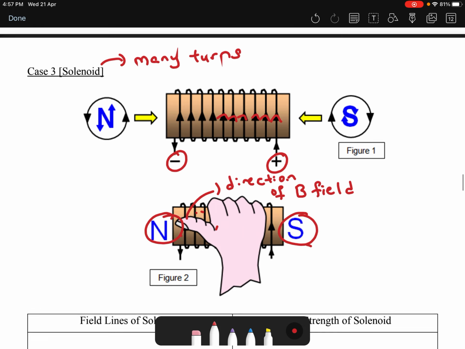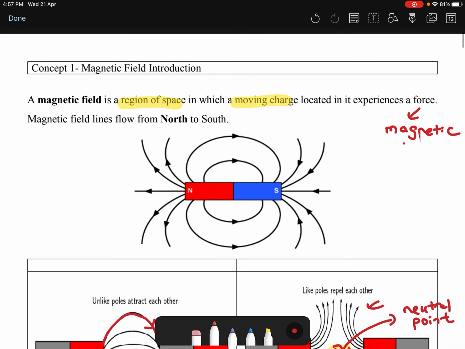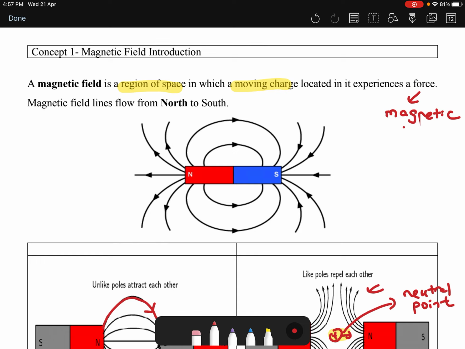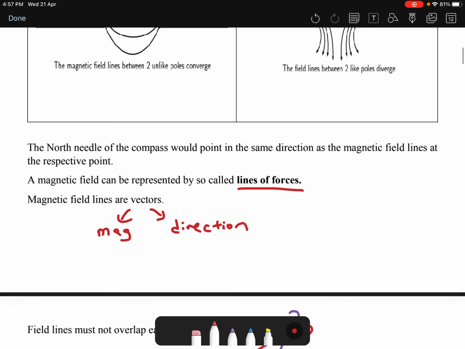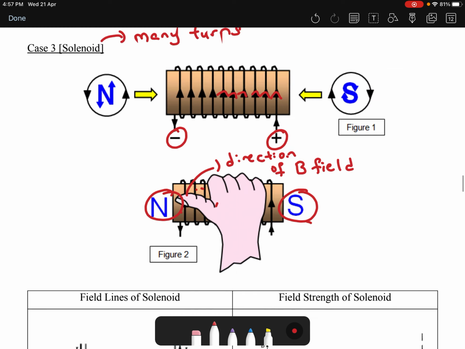If I go back to the first page, the magnetic field is pointing from the north to the south. So by right, this should be south and this should be north, because the magnetic field lines are pointing in this particular direction. So by right, the right hand side should be north, but the left hand side should be south. But how come the left hand side is north while the right hand side is south?